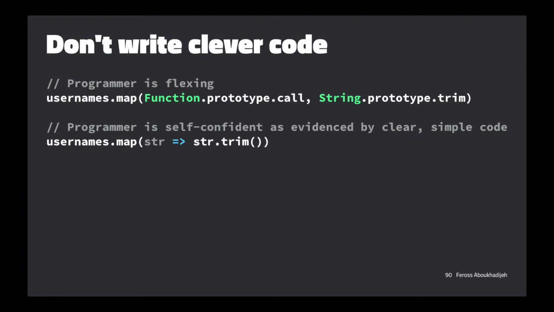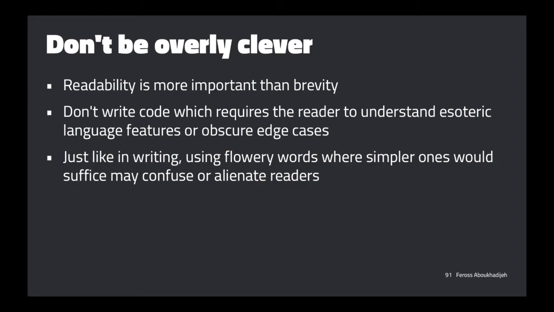The first case, the programmer is clearly flexing and trying to show off, like, I know how function.prototype.call works and all this stuff. They should have just written this. Oh, we're just going to map over some names and trim off the extra white space on both sides. You know what I mean? So, yeah. There's just no justification for this kind of code. So don't be overly clever. Readability is much more important than brevity, I think.